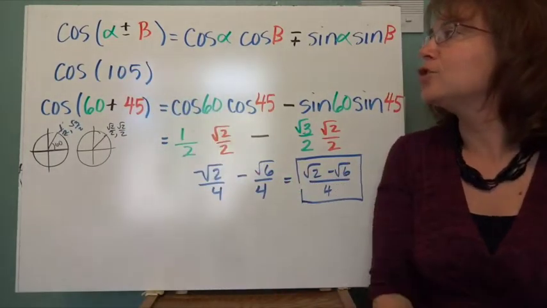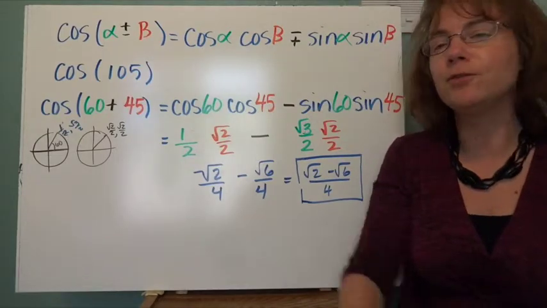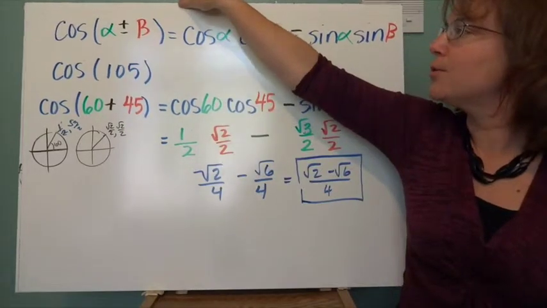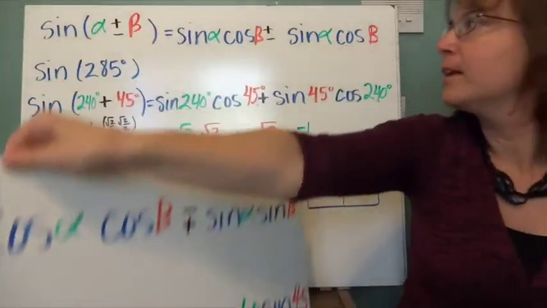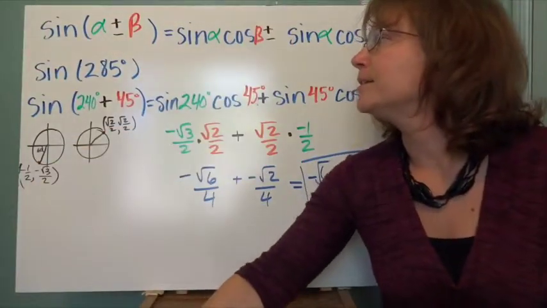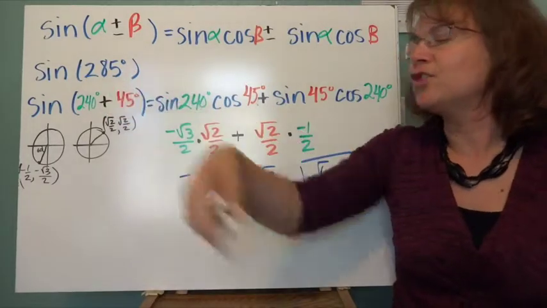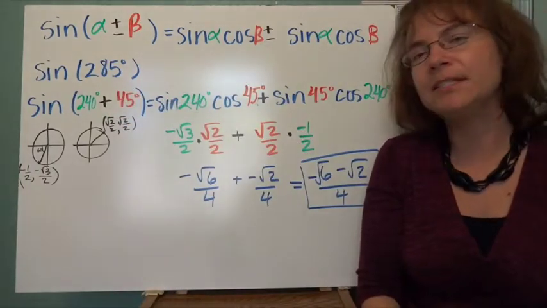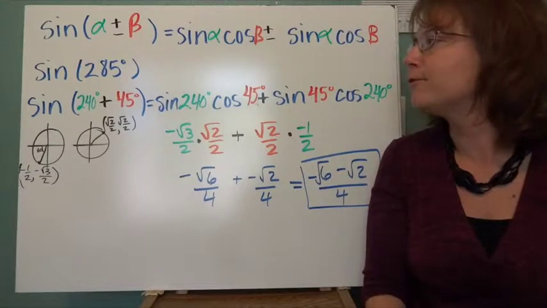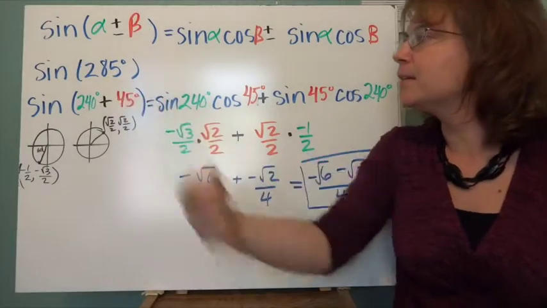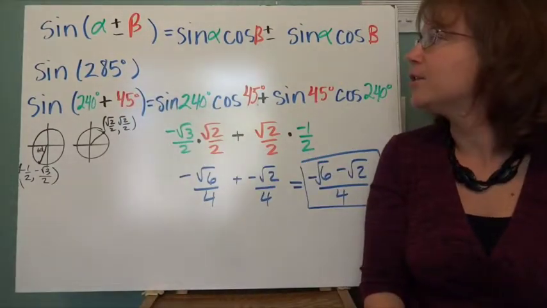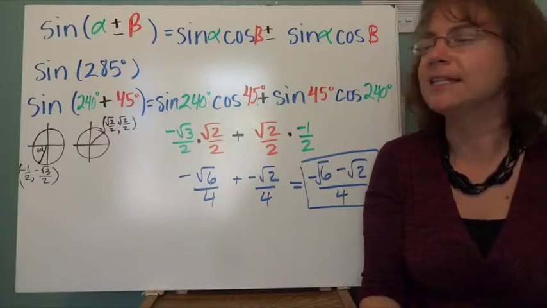I could write it in terms of the sum of two angles. Let's look at a cosine example. So sine of alpha plus or minus beta, and right here I chose 285. That was different from the first one on the first board, but this one's a little bit more complicated. I wanted to make sure I gave you a little more complicated example.